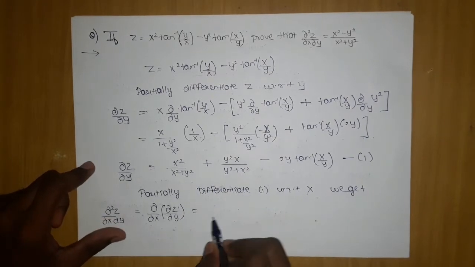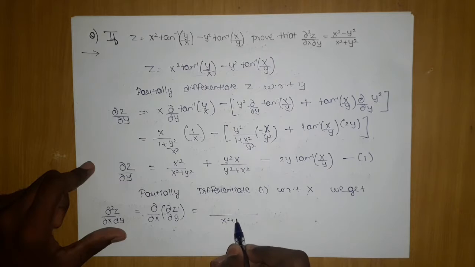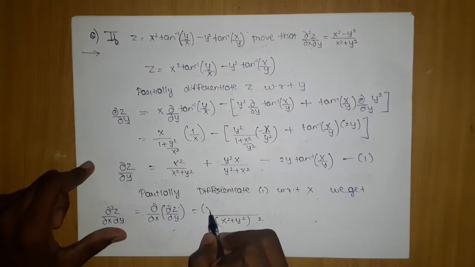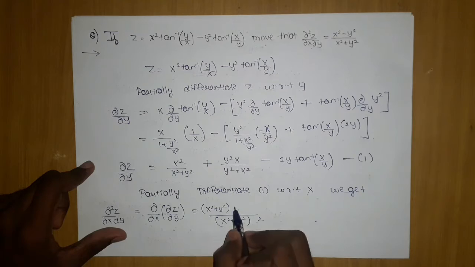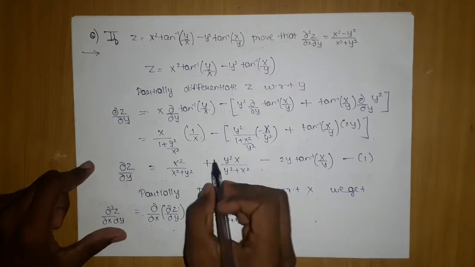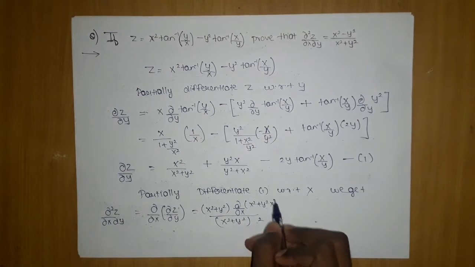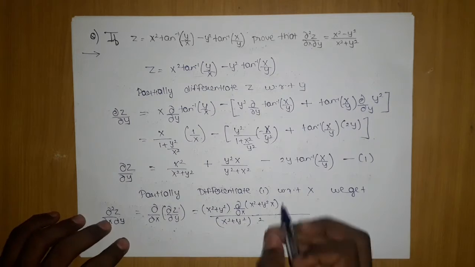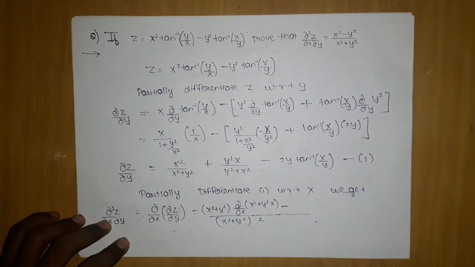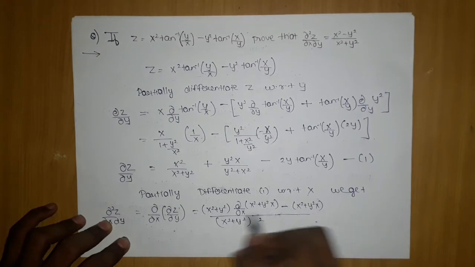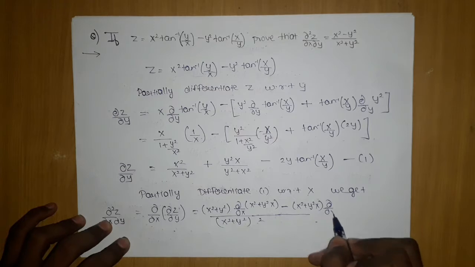So I will write here x square plus y square the whole square. Now we will partially differentiate this thing. First, x square plus y square will be as it is, dou by dou x will be this stuff, which is x square plus y square x, then it will be minus, this will be outside, x square plus y square x, and we will differentiate this thing, dou by dou x, x square plus y square.